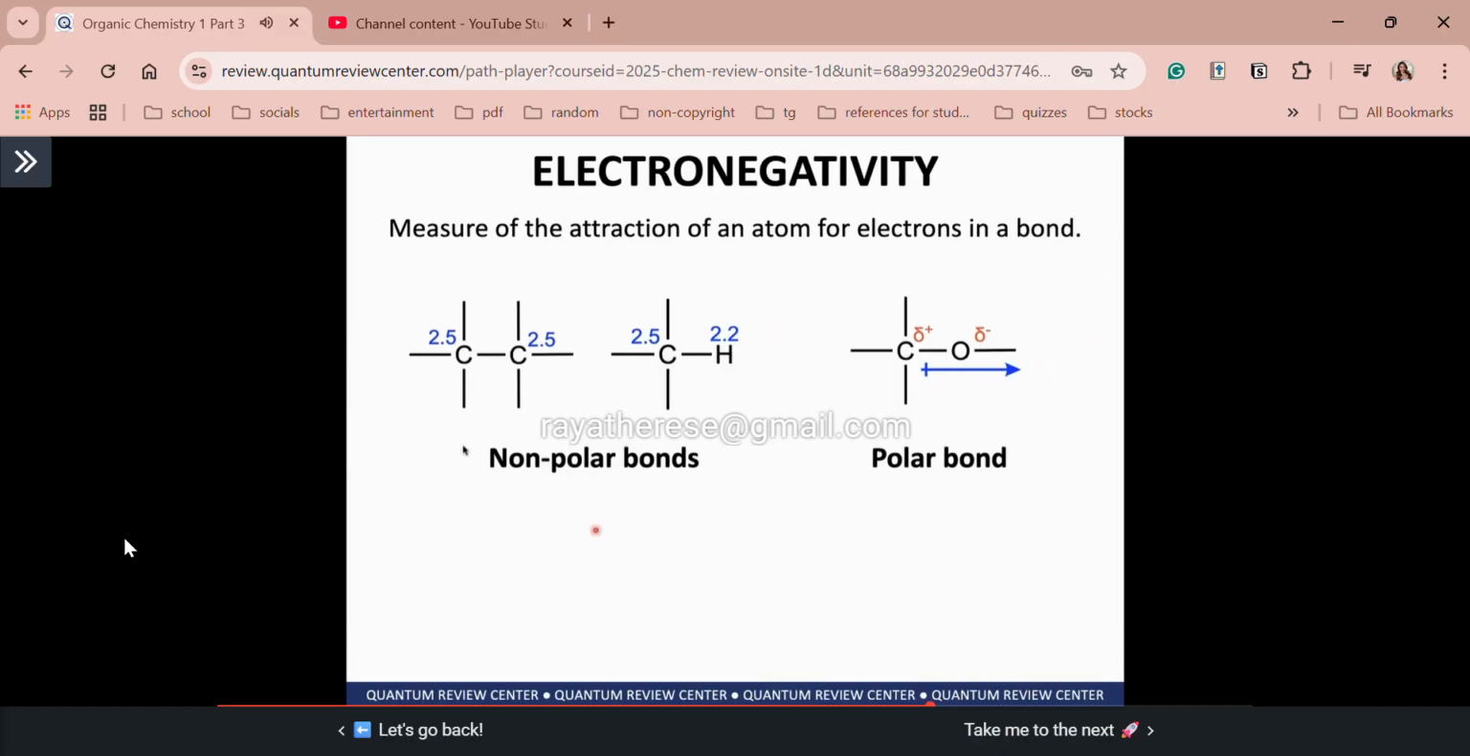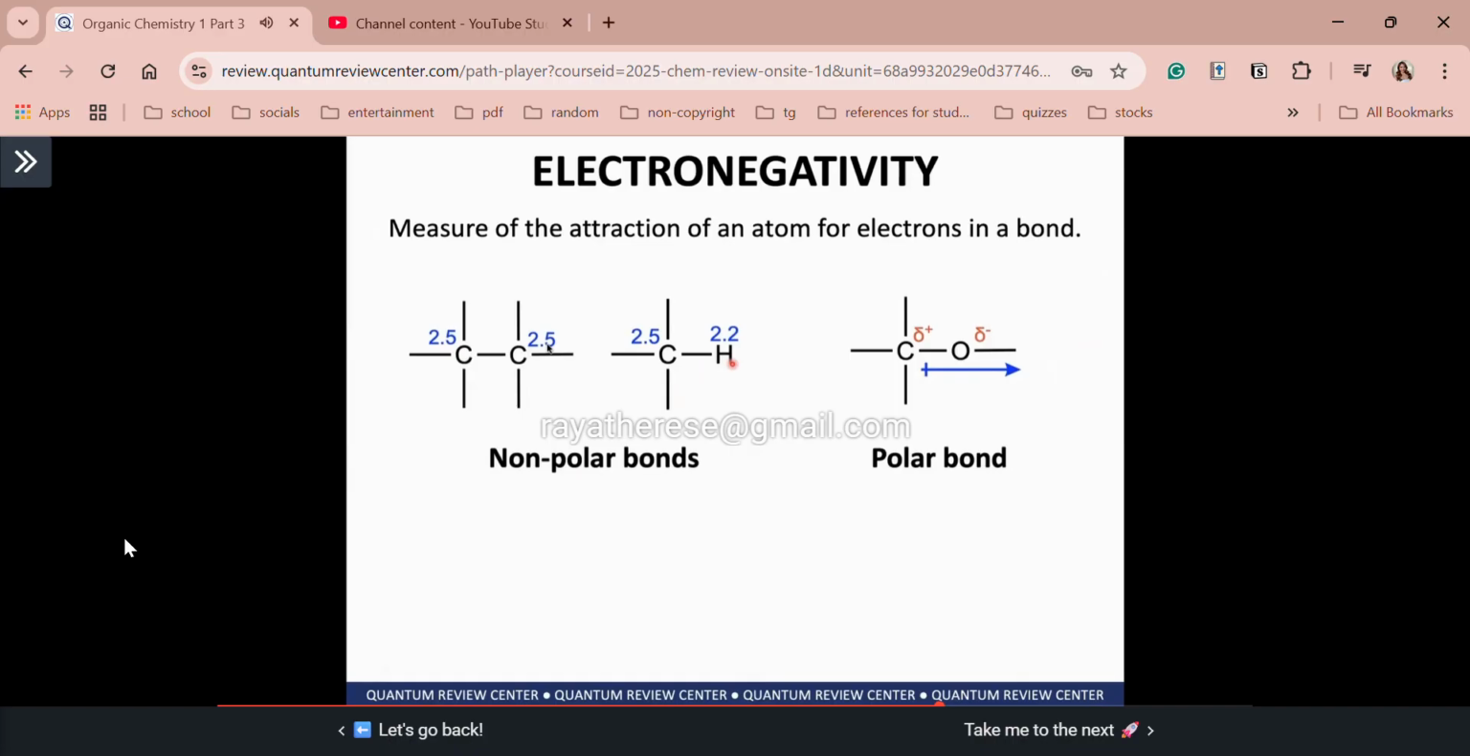Class, remember, when two identical atoms are bonded together, they attract electrons equally, resulting in a non-polar bond. So sir, the electronegativity of carbon and hydrogen is really almost similar. Yes. Class, again, CH bonds are considered non-polar because your difference in electronegativity, 2.5 and 2.2, is relatively minimal.